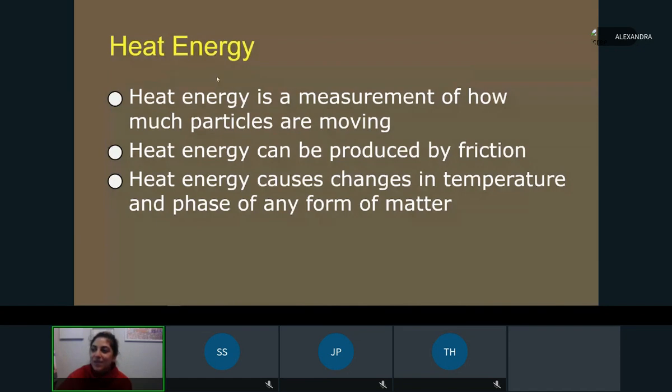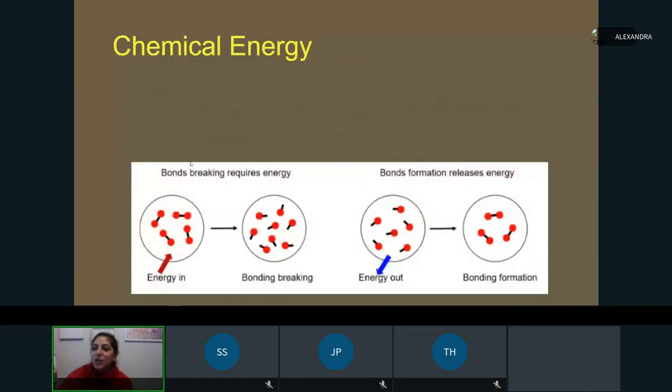Okay, let's go into chemical energy. So when bonds break, they require energy. So you put in energy when you are creating bonds, and when you break bonds, they release energy. So you put energy in, bonds breaking require energy. So that way you get energy that way. Bond formation releases energy. So energy is out when you create bonds.